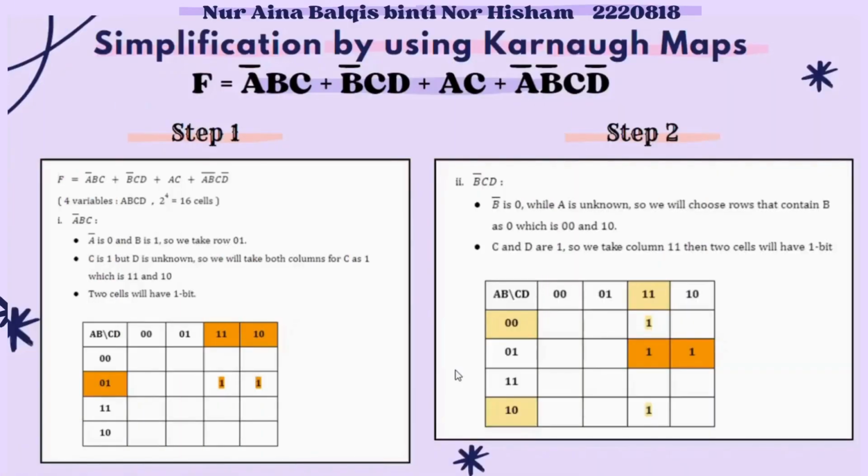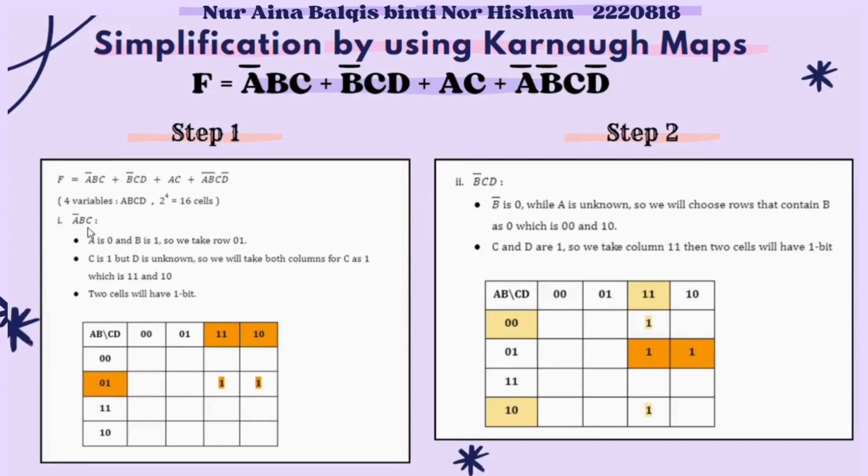Hi, my name is Noraina Balkis binti Nur Hisham, and I will explain about simplification by using Karnaugh maps. My equation is F equal to A bar BC or B bar CD or AC or A bar B bar CD bar. Alright.